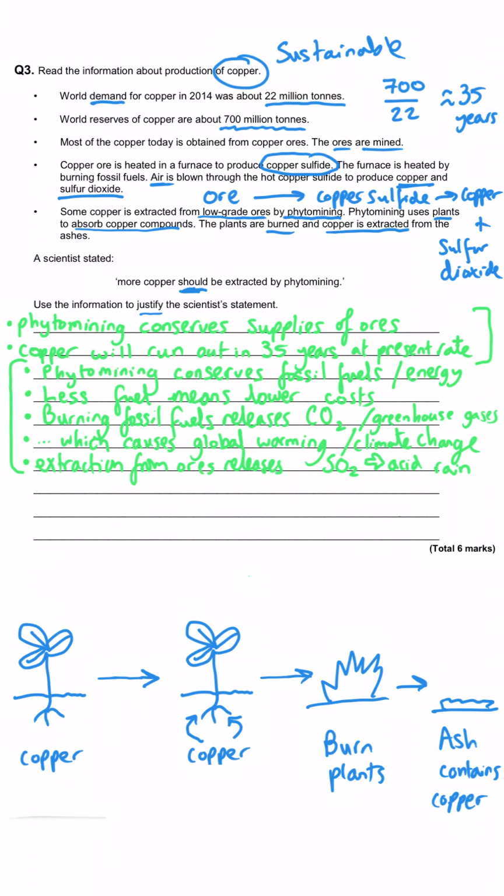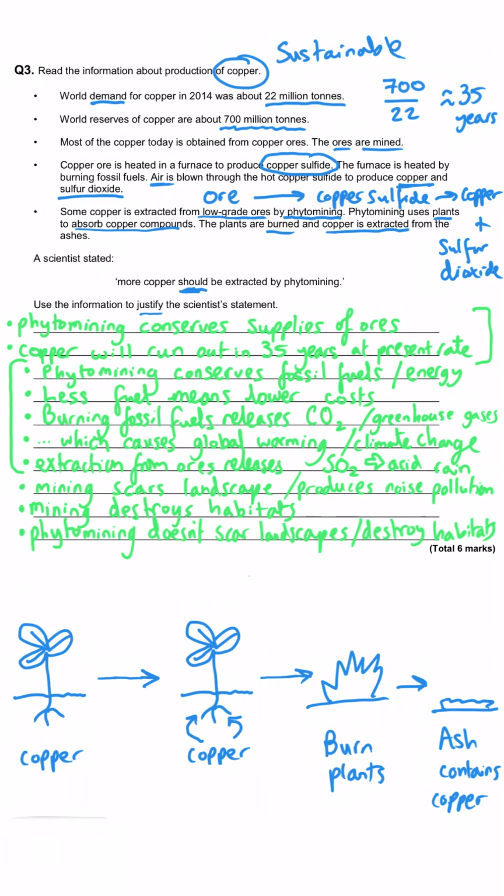And then if we just focus on the mines and the negative aspect of mining, well, mining scars the landscape and it produces noise pollution, the act of mining itself. And it also has the problem that it destroys wildlife habitats too. Now, phytomining, obviously we're burning plants, but we aren't needing to mine ores if we're doing phytomining. And so what we can categorically say is that we aren't scarring the landscape in the same way, and we aren't destroying animal habitats as well. So huge advantages of phytomining.